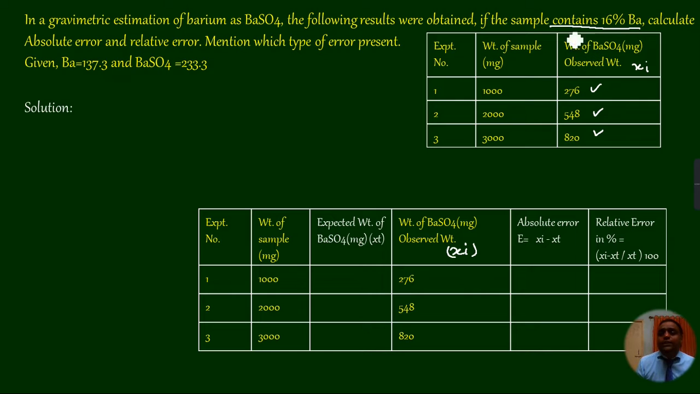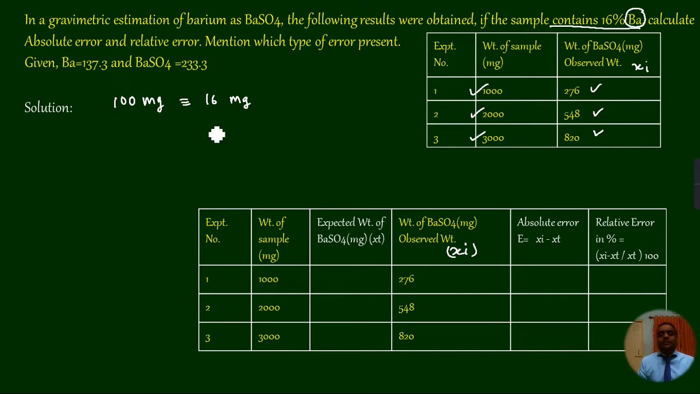So we can easily find out the expected barium, just single barium, in these different weights. How do we find out? Now, for example, it is given 16% barium. So, for example, 100 milligrams of sample contains 16%, that is 16 milligrams.